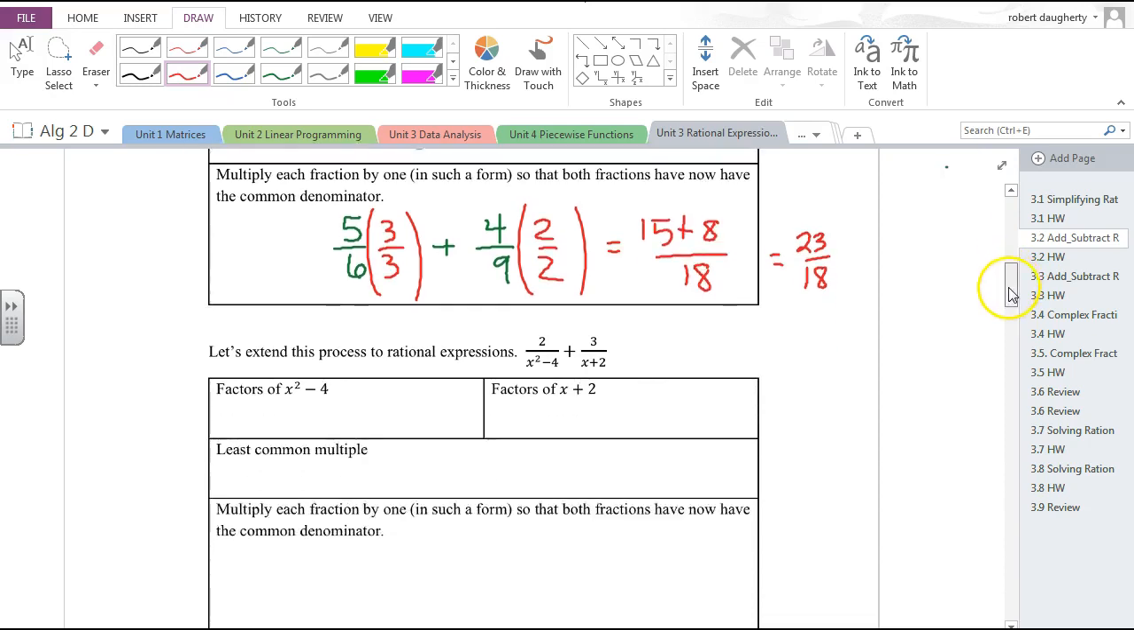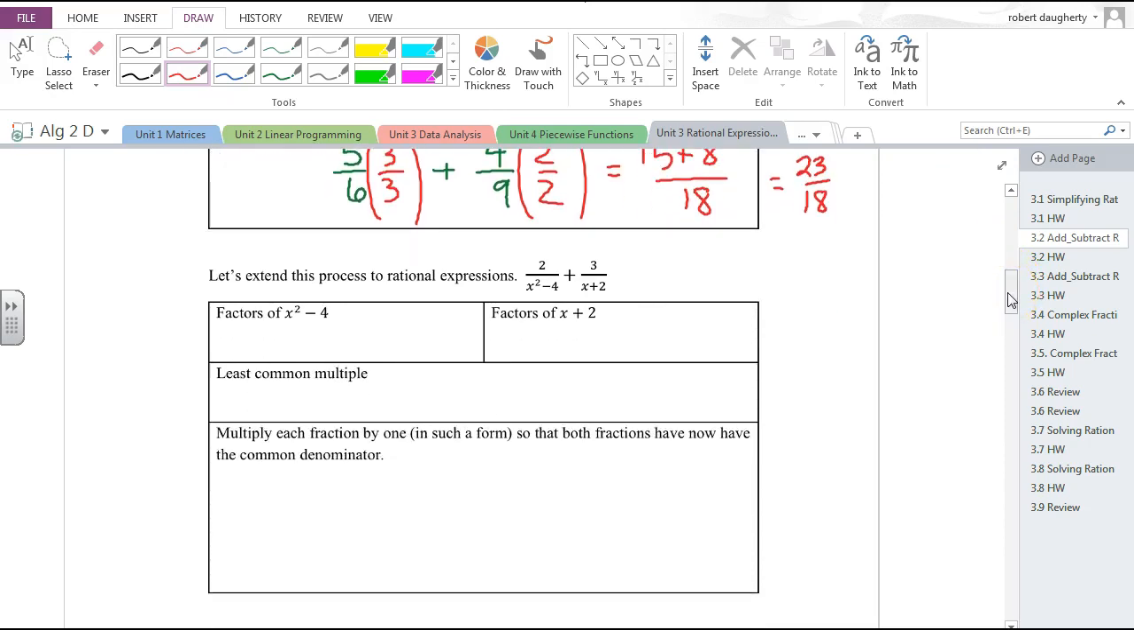So let's figure this out. Instead of using numbers, we're using rational expressions. I need to add 2 over x squared minus 4 to 3 over x plus 2. So the first step was to break the denominators down into their what? Starts with an F. Factors, okay? What are the factors of x squared minus 4? Yeah, that's x plus 2, x minus 2, okay? And then you look at the next one, x plus 2. What are the factors of x plus 2? This one's pretty easy. x plus 2, that's it, okay?